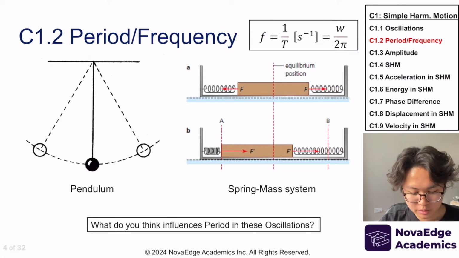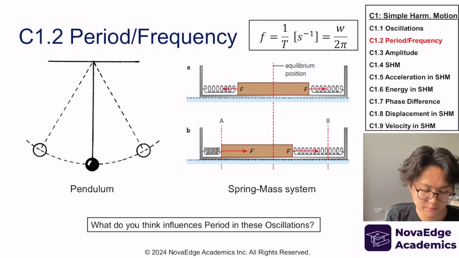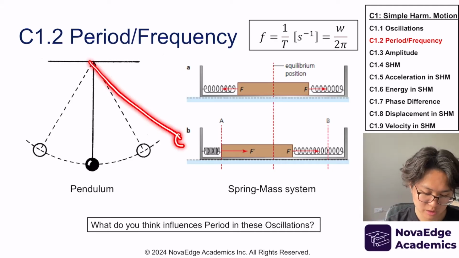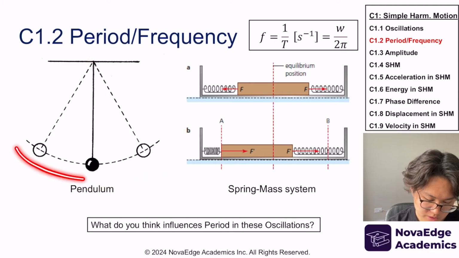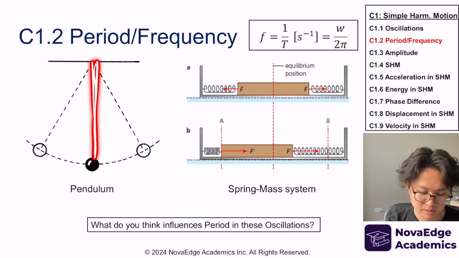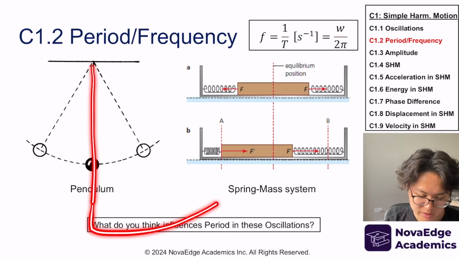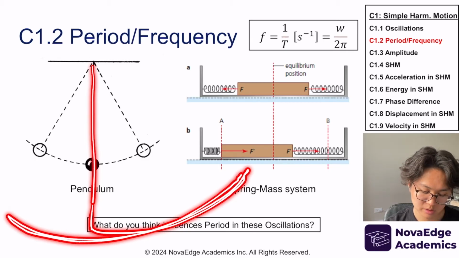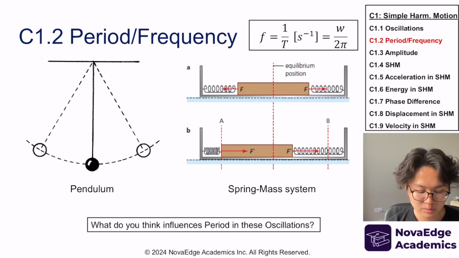So what do you think influences the period in these oscillations? For example, with a pendulum, if I were trying to make a system with a longer period, meaning it would take longer to come back, how would I achieve that? Your best guess is probably that we can manipulate the length. If I make the length longer, it's going to take a bit longer to come back. You might also say, what if I make it heavier? You're actually going to learn that mass in a pendulum system doesn't matter, but that's also a great guess.